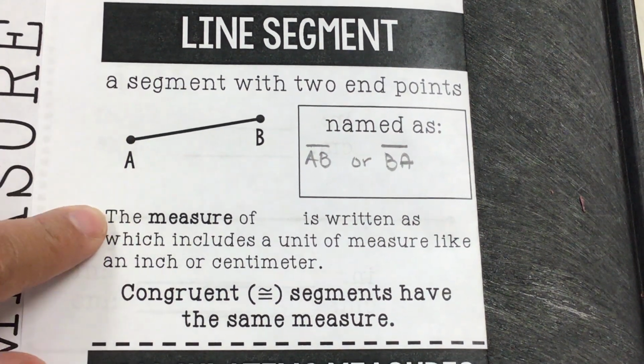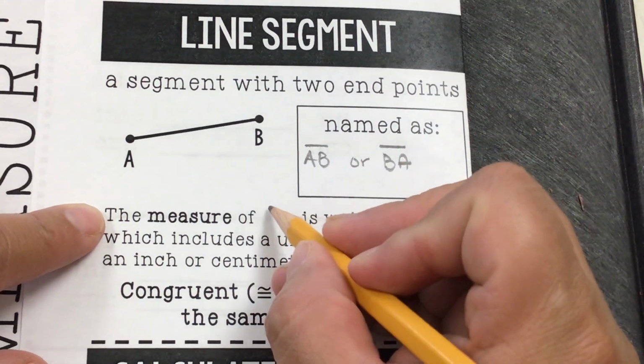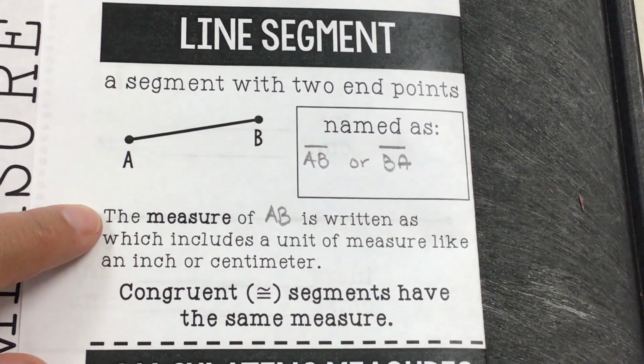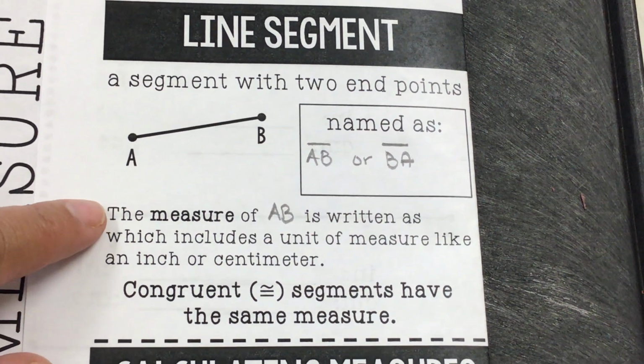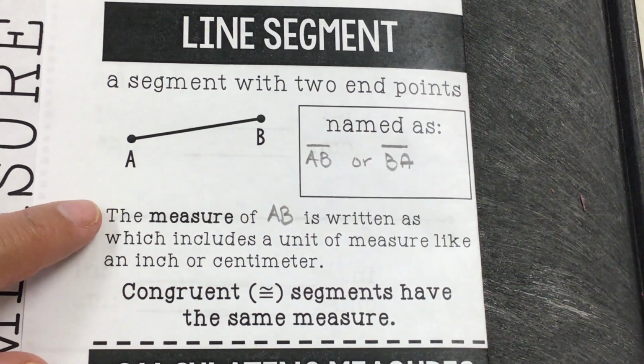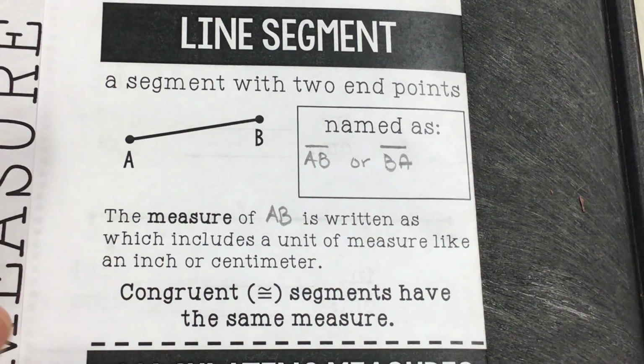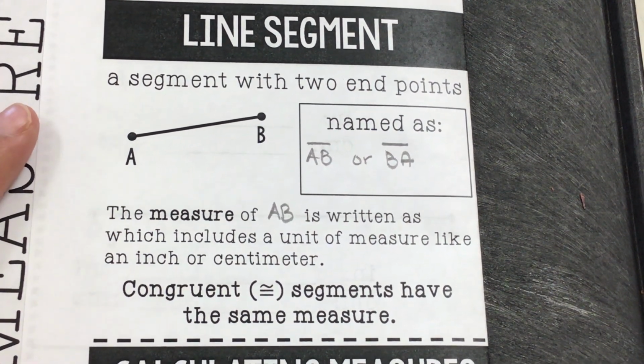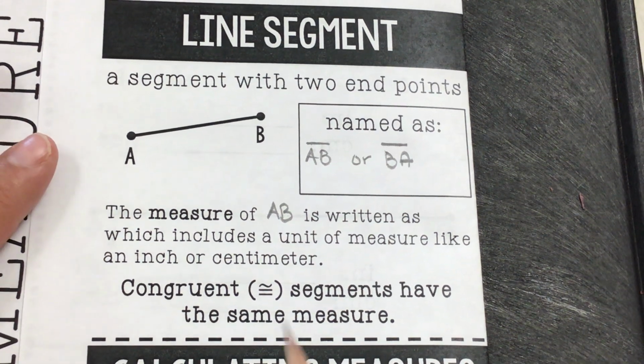The measure of the segment is just the capital AB, but we don't need the notation of the segment because we're actually talking about its value. It's written as AB, which includes a unit of measure like an inch or a centimeter. We're going to look at that on the other side of this sheet.